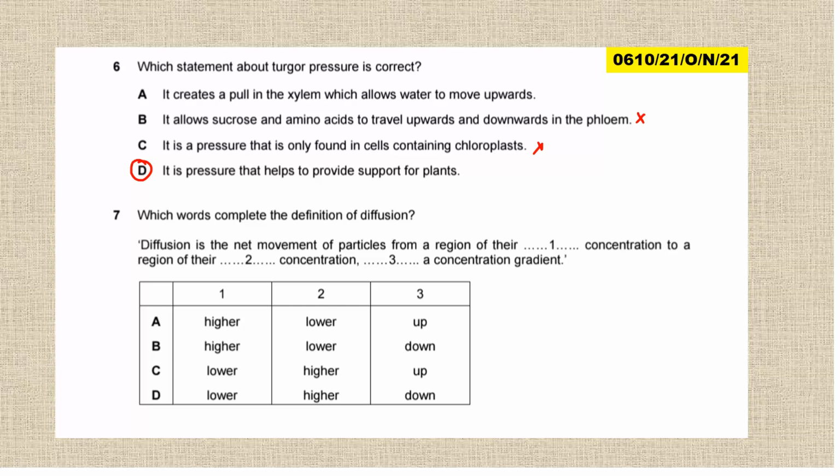Which word completes the definition of diffusion? Look at this. Diffusion is a net movement of particles from the region of their higher concentration to the region of their lower concentration, down a concentration gradient. You see the importance of knowing the definition? So it has to be higher, lower, down. So the answer is B.